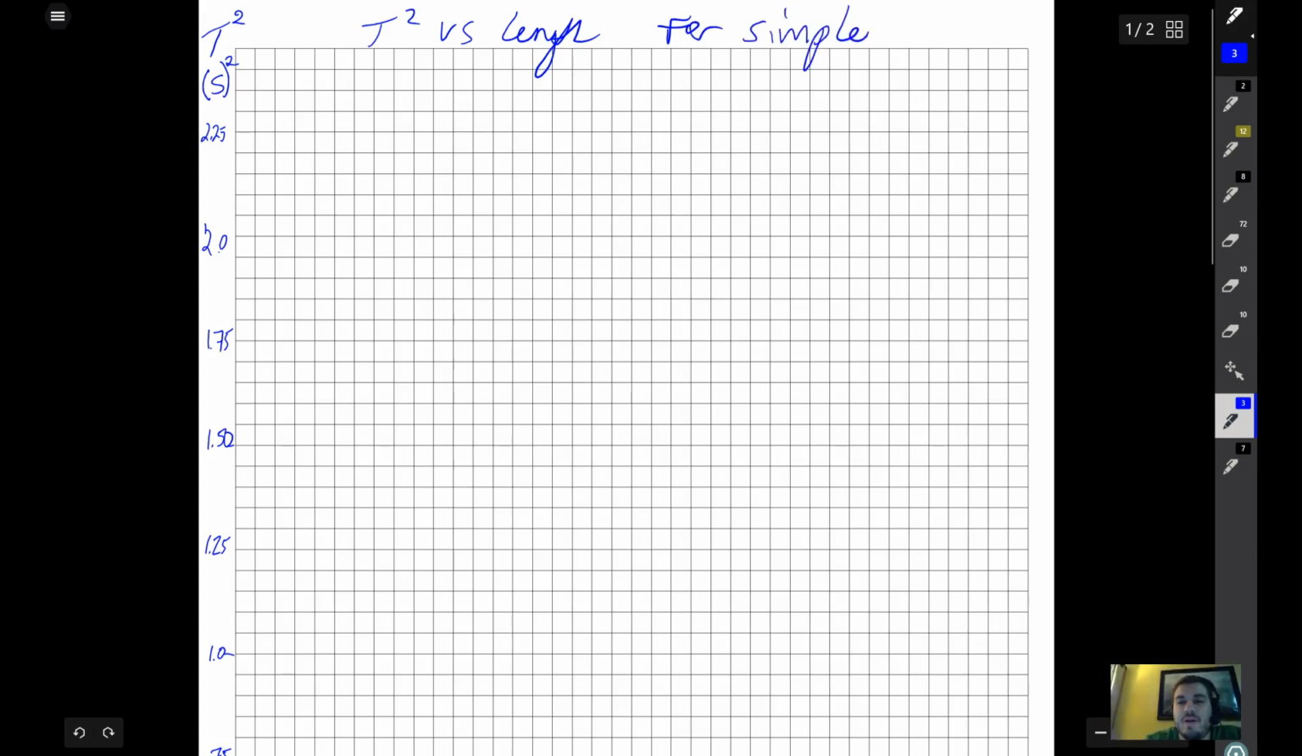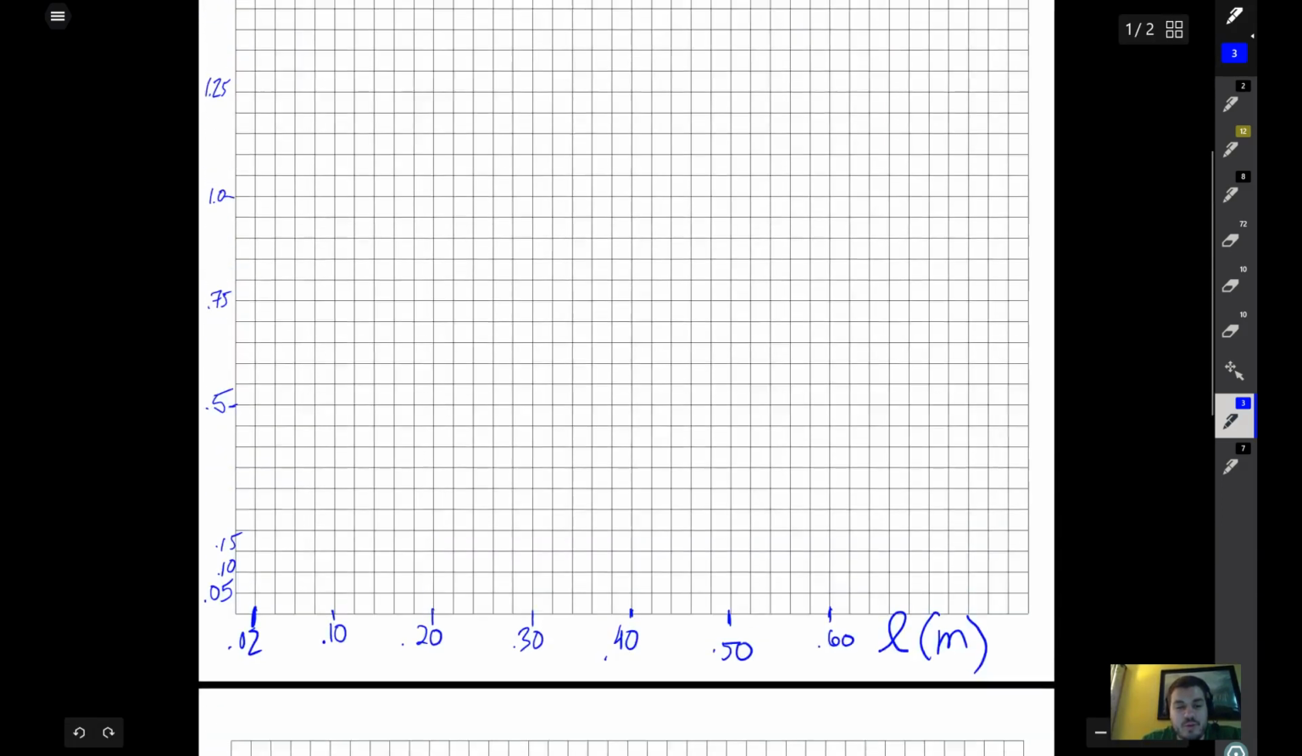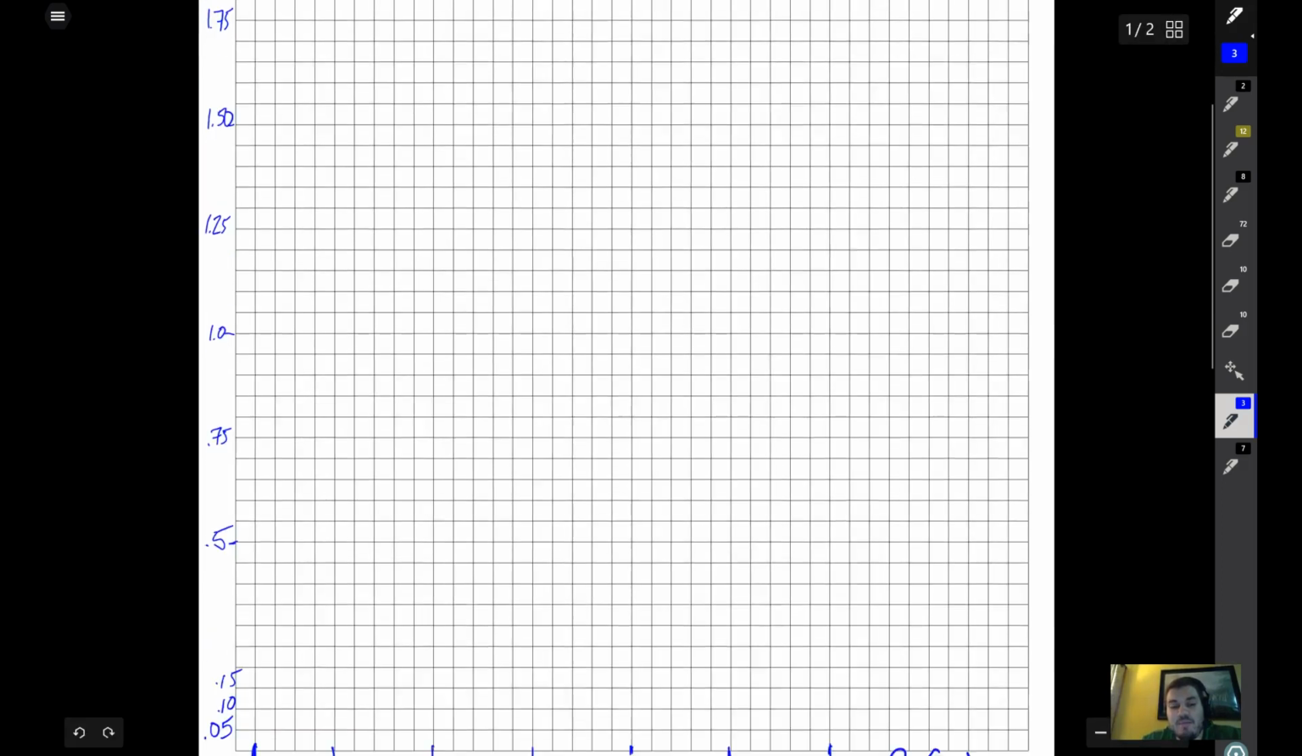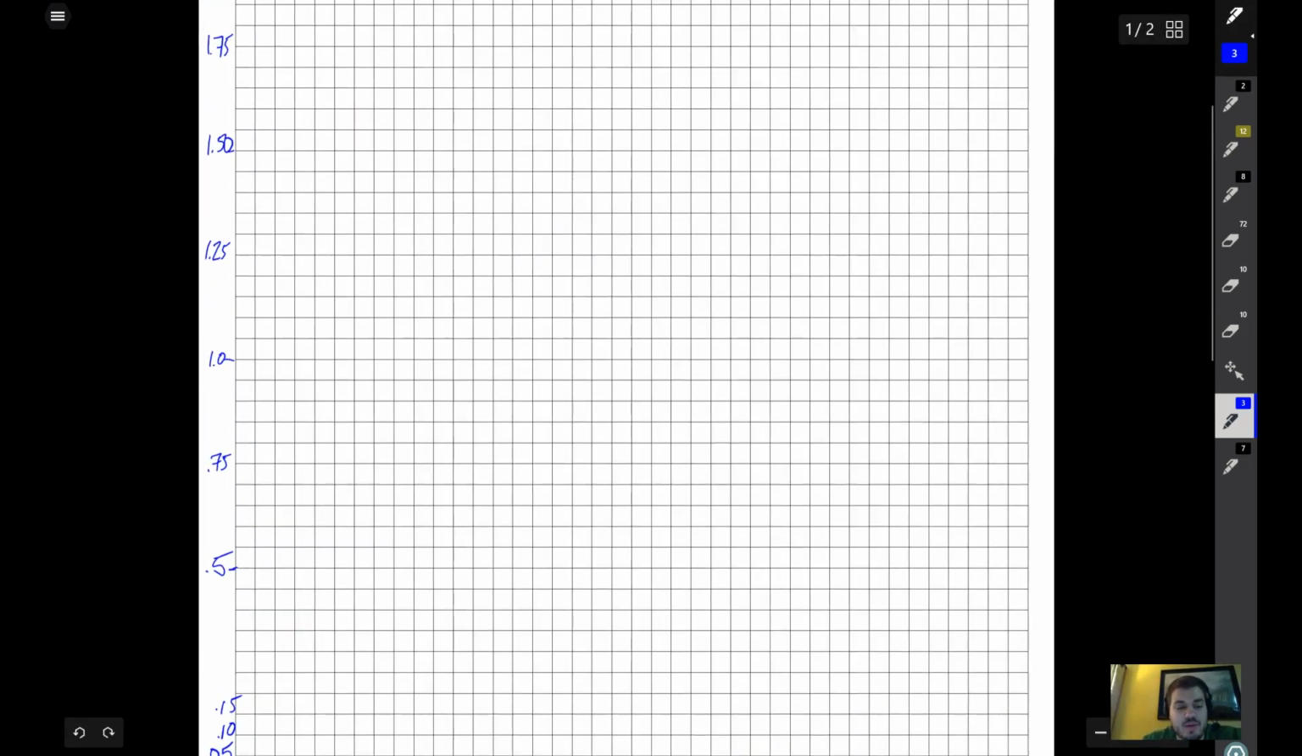Apologies for the bad handwriting. Not much I can do with the touchpad here. But period squared versus length for a simple pendulum. That is what we are showing here with the data. So now the process is just to go through and plot our data. So that's what we have to do now.